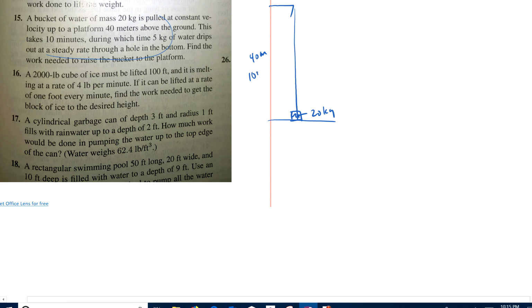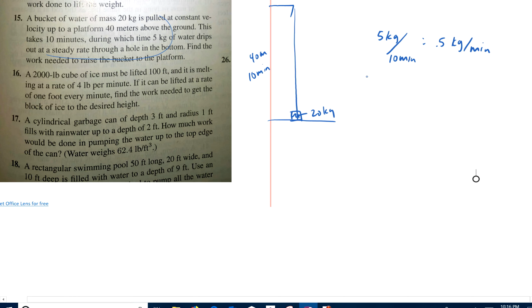And this is 10 minutes to pull it up, constant velocity, so there's no change in speed or anything like that. And we know that in 10 minutes, 5 kilograms of water drips out. So we have 5 kilograms for 10 minutes leaks out. So it's 0.5 kilogram per minute. So the mass is actually decreasing as it goes up.